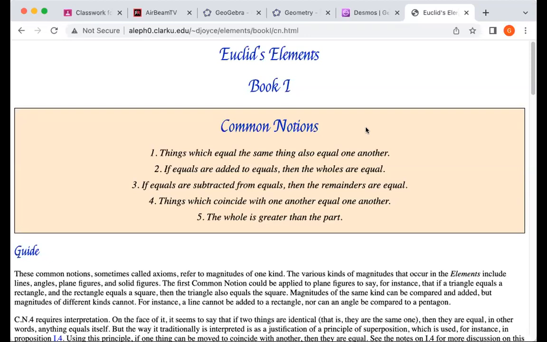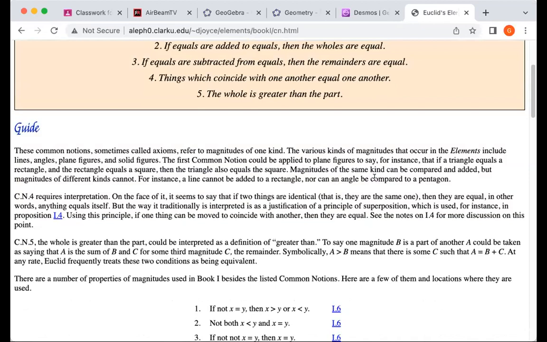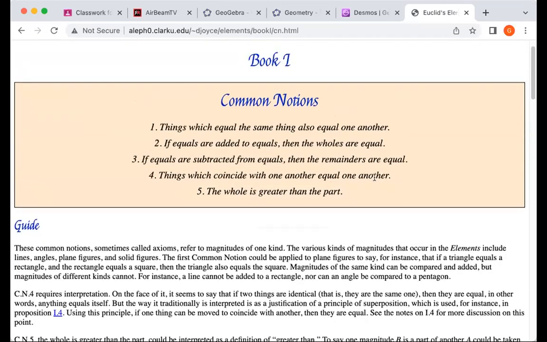2, if equals are added to equals, then the wholes are equal. We do that when we do algebra. 3, if equals are subtracted from equals, the remainders are equal. 4, things that coincide with one another equal one another. So if you have 2 geometric shapes where one's totally on top of the other one, there's nothing sticking out, it's congruent. And 5, the whole is greater than the part.